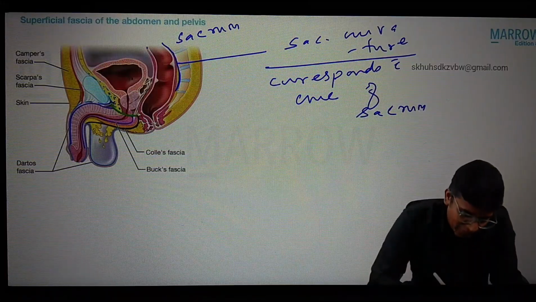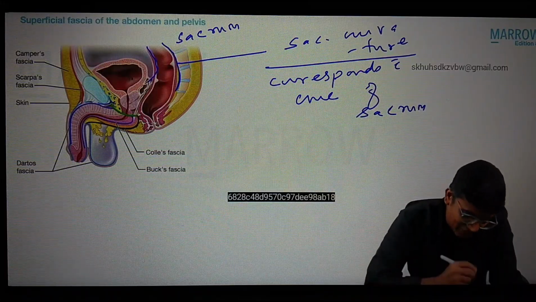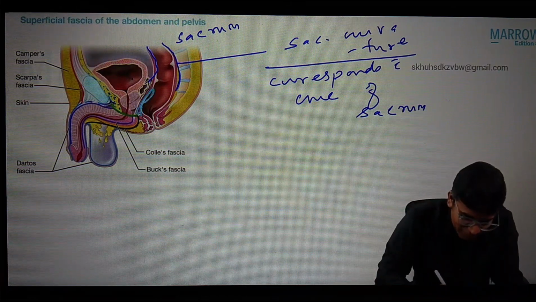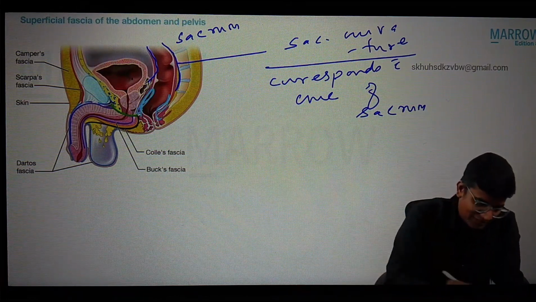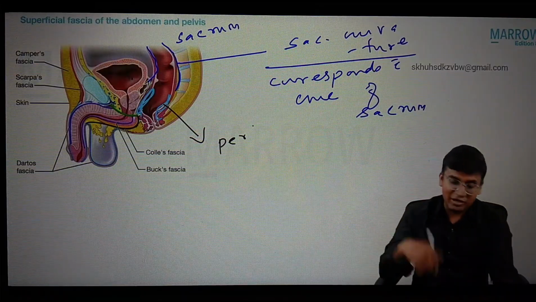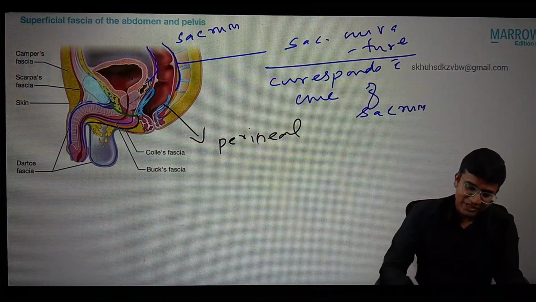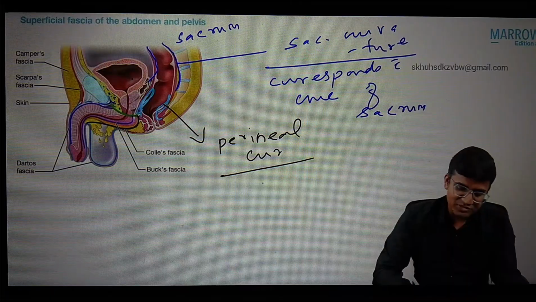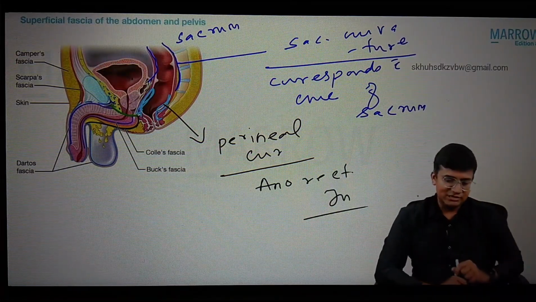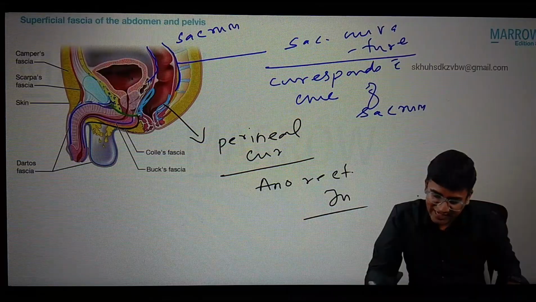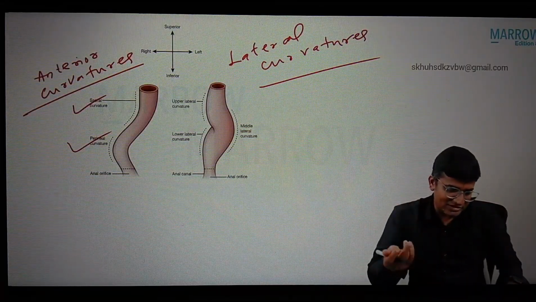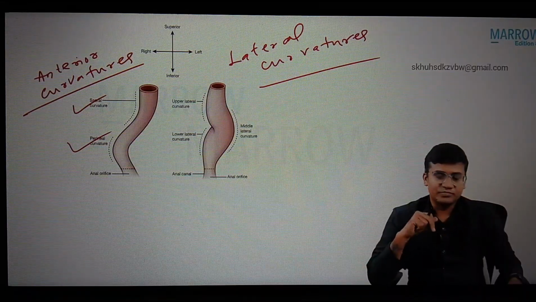Now we have the perineal curvature. I'll draw it here. The next curvature is the perineal curvature, this one. The perineal curvature corresponds with the anorectal junction. So we have two curvatures in the anteroposterior axis: your sacral curvature and the perineal curvature.